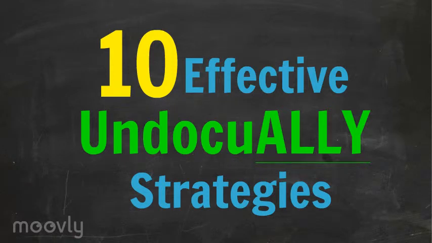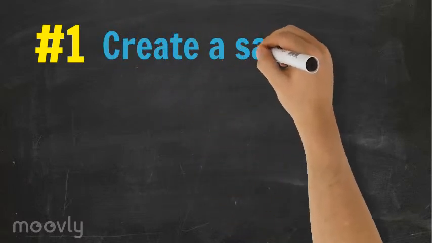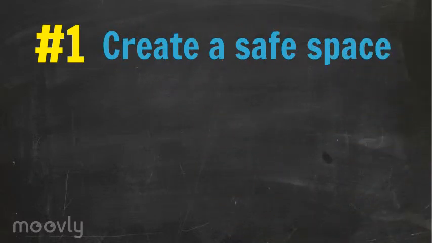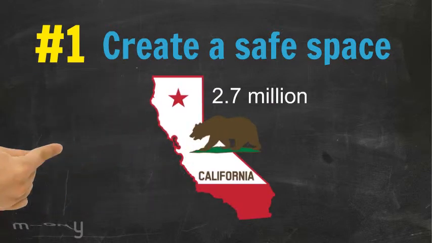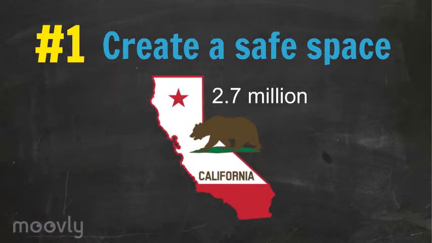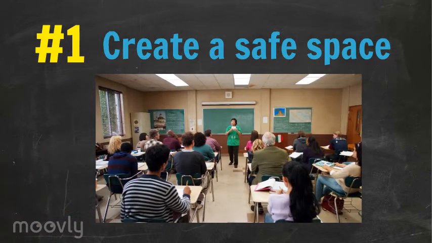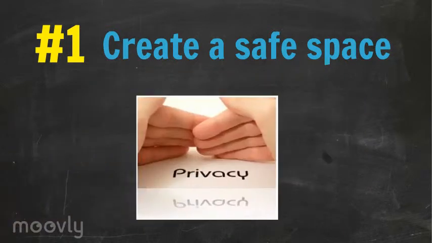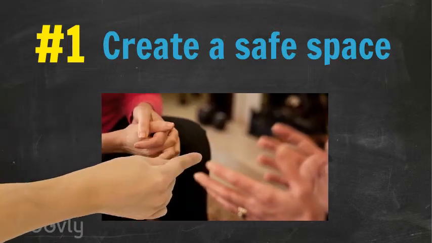10 effective UndocuAlly strategies. Number 1, create a safe space. With 2.7 million living in California alone, it's the state with the largest population of undocumented immigrants. Chances are most of us know someone who is undocumented in your classes or in your programs, but may be unaware of it. As an UndocuAlly, it's very important to respect the student's privacy and create a climate of trust that allows the student to reveal their situation at their own pace.